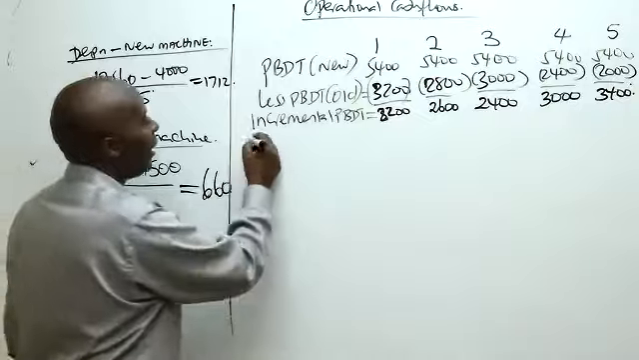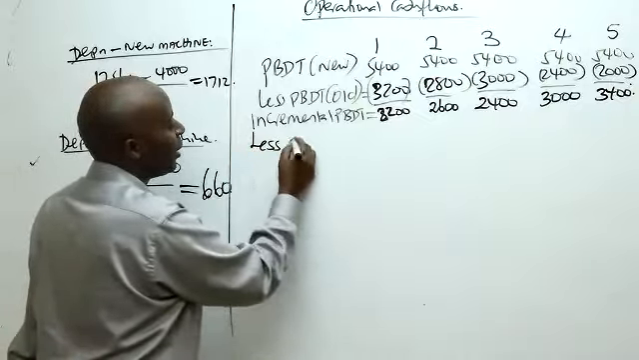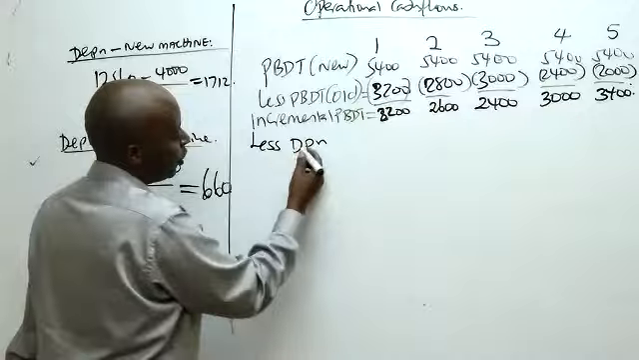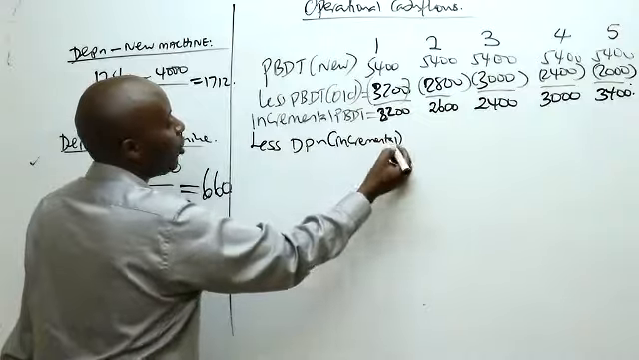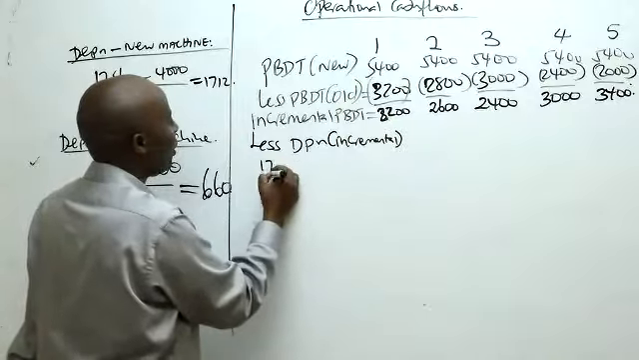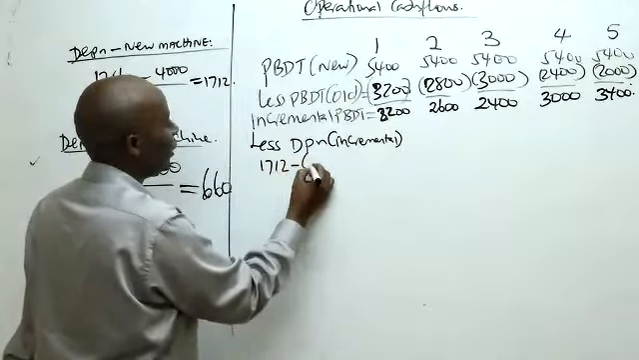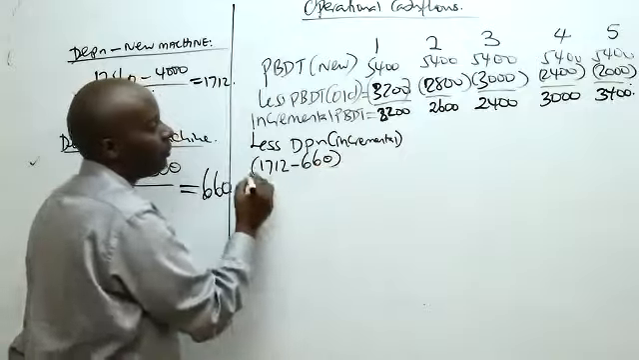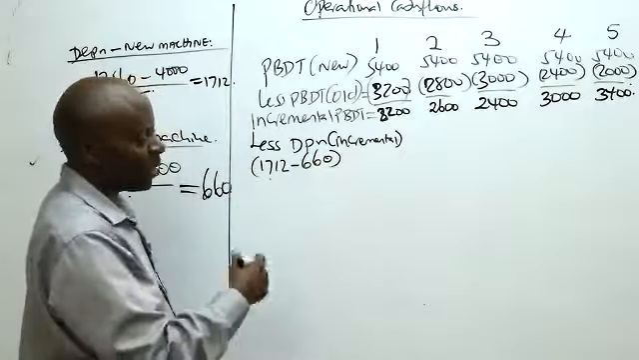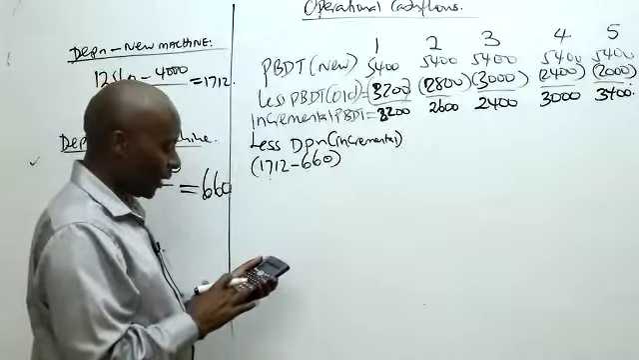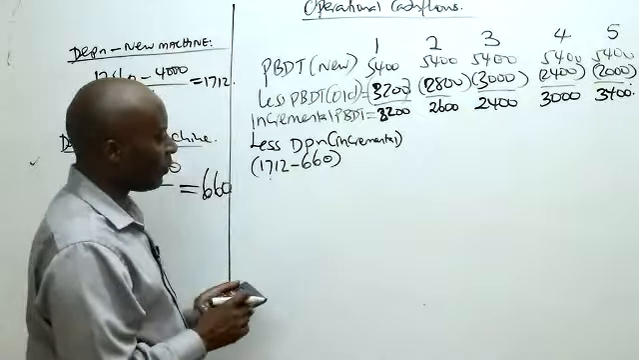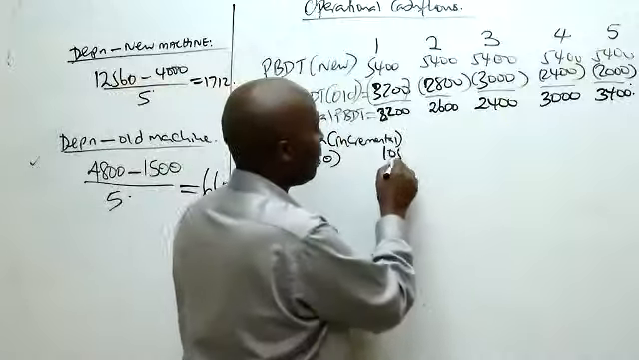So come and less depreciation here. And please remember, this depreciation has to be incremental. So 1712 minus 660, like that. Remember, this is per annum, so every year. So we have 1712 minus the answer, which gives me 1052. So we have 1052 throughout.